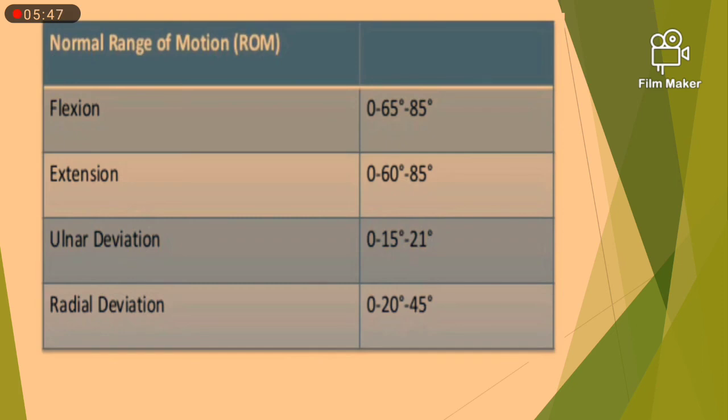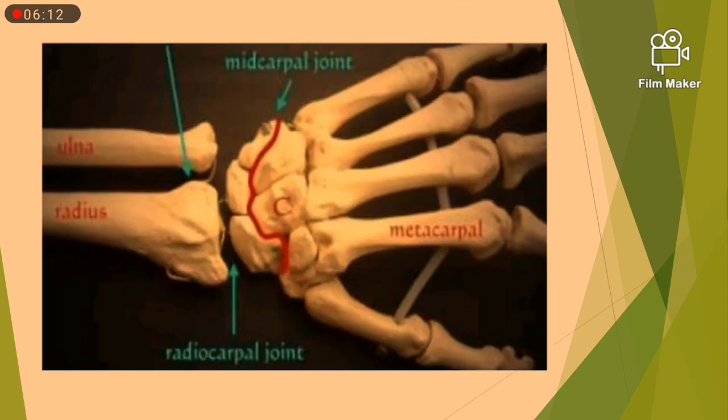Now the normal range of motion, in short called ROM, not the ROM of a computer. In flexion it is 65 to 85 degrees. In extension, it is 60 to 85 degrees. Ulnar deviation, that is lateral deviation, is 15 to 21 degrees, and radial deviation is 20 to 45 degrees. Here you can see the two segments: one is the radiocarpal joint and one is the midcarpal joint.